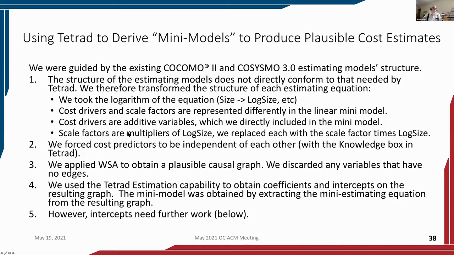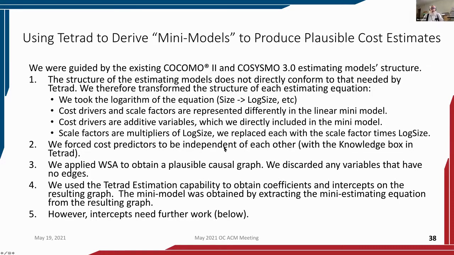So the scale factors are multipliers of log size. Instead of the scale factor itself, we multiply the scale factor times log size, which is kind of like if you take the size to the exponent and then take the log of that, this is what you'd get here. We forced cost predictors to be independent of each other.